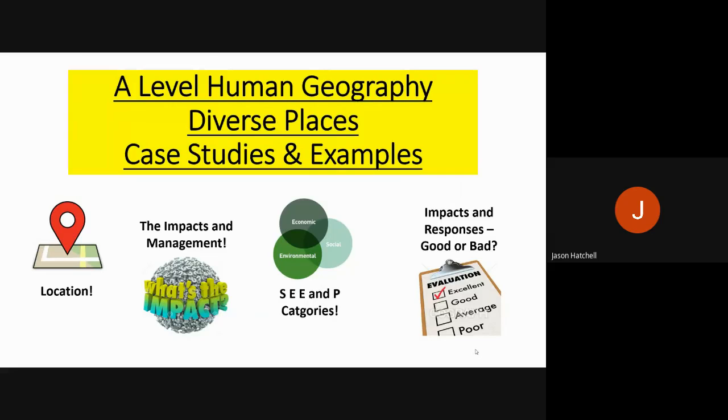And this one is on the diverse places, case studies, and examples for A Level Human Geography. So, diverse places is a topic which covers a lot of places given the name. And therefore, it is very difficult to have all of the examples and case studies in one of these sessions. So, what I've done is covered the main case studies and examples from this topic.